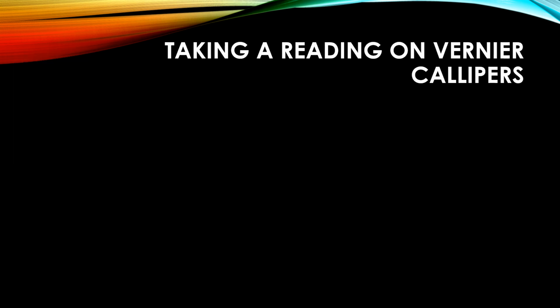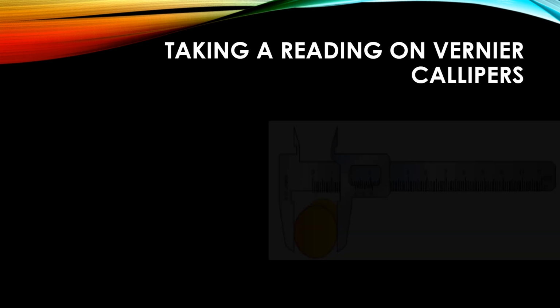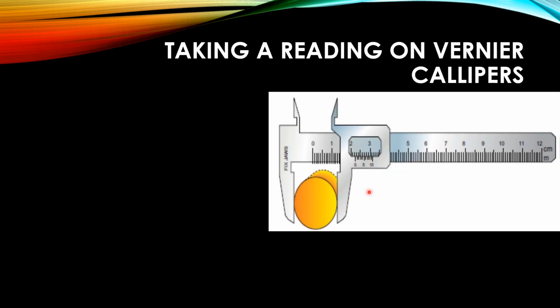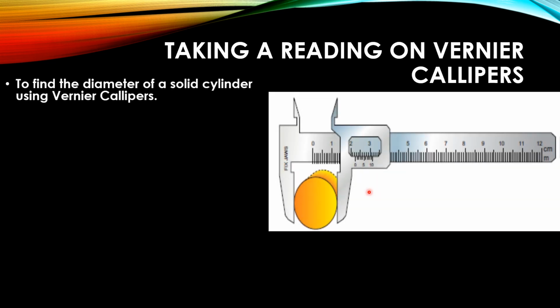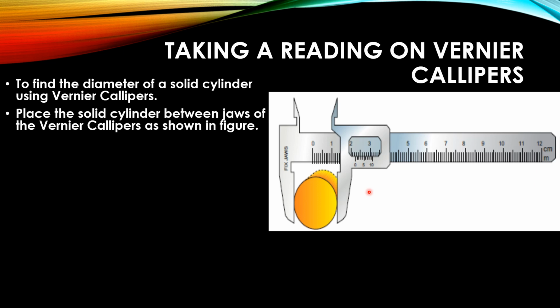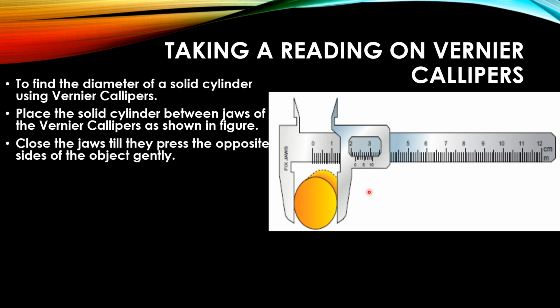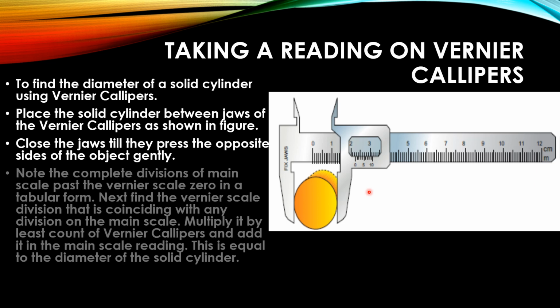I will tell you the steps of taking reading on the vernier calipers. The figure shows the vernier calipers. To find the diameter of a solid cylinder using vernier calipers, place the solid cylinder between the jaws of vernier calipers as shown in the figure. Close the jaws till they press the opposite sides of the object gently.